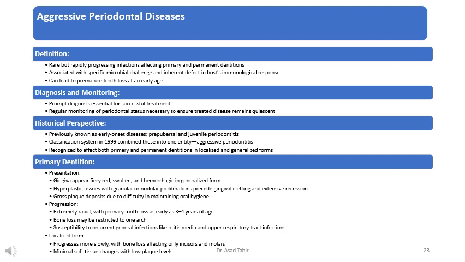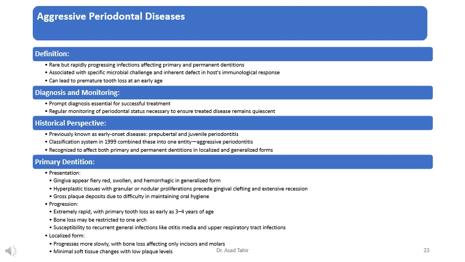Primary dentition. Presentation: gingiva appear fiery red, swollen, and hemorrhagic in the generalized form. Hyperplastic tissues with granular or nodular proliferations precede gingival clefting and extensive recession. Gross plaque deposits due to difficulty in maintaining oral hygiene. Progression: extremely rapid, with primary tooth loss as early as 3 to 4 years of age.